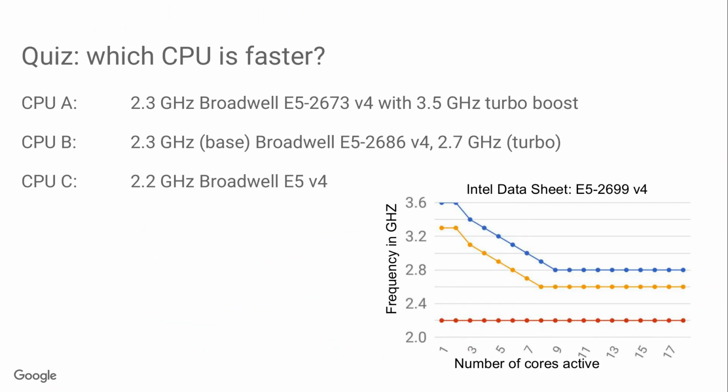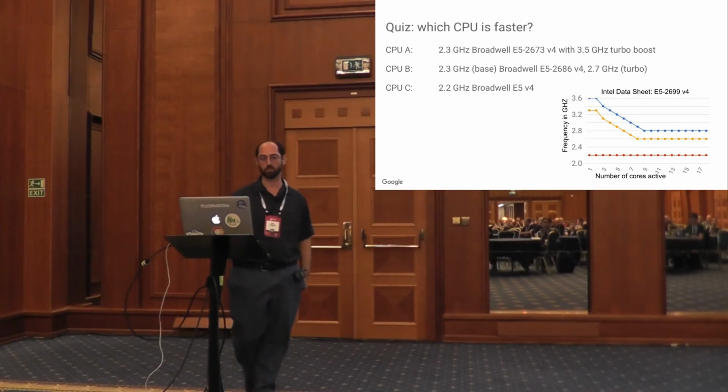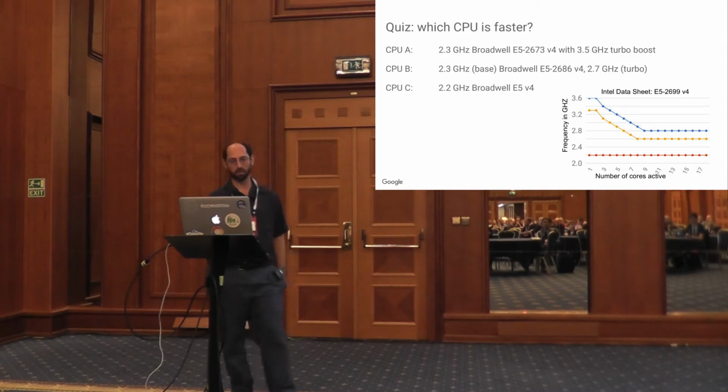But these numbers make it hard to figure out which CPU is actually faster when they're using all the cores to do throughput-related things. These are 3 different CPUs I sampled from various websites. They have a 2.3 or 2.2 sort of base number. Some of them say 3.5 gigahertz, some of them say 2.7 gigahertz for their maximum, some of them don't say. Do you know which one is faster?